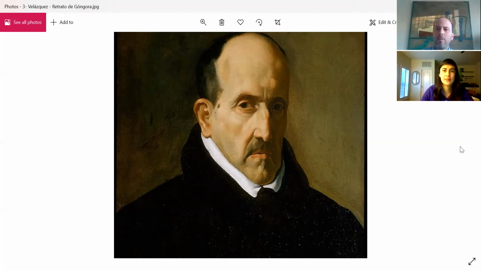Yeah, thank you, Akemi. Let me try to move to the next. You're seeing Góngora now? Yes, I am. Okay, let me stop sharing, because for some reason it didn't move into the next picture. Just 1 second.